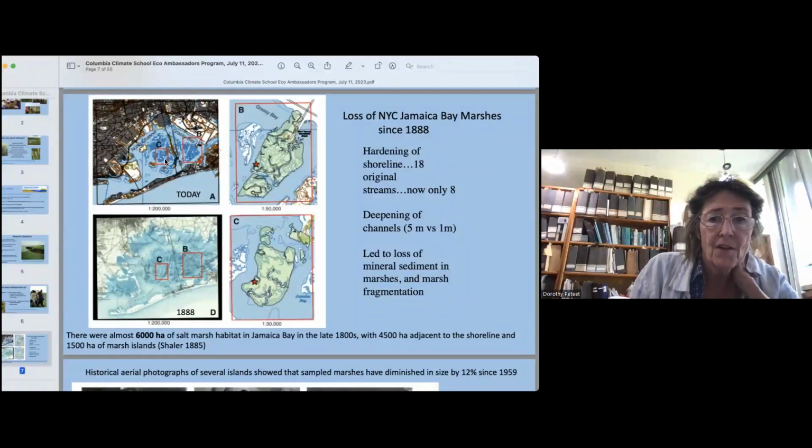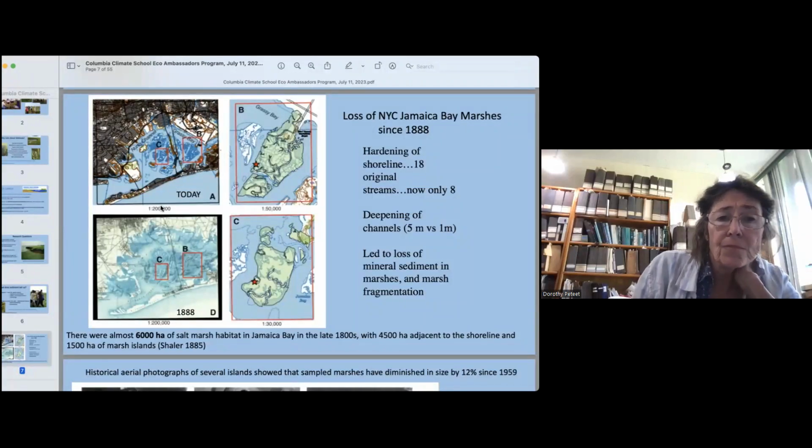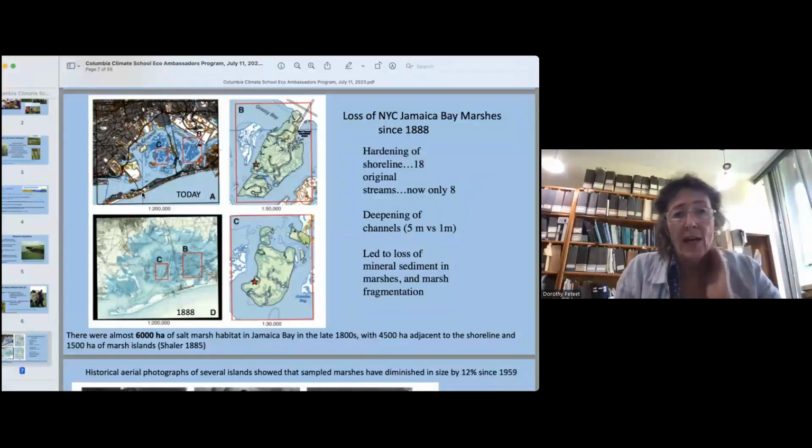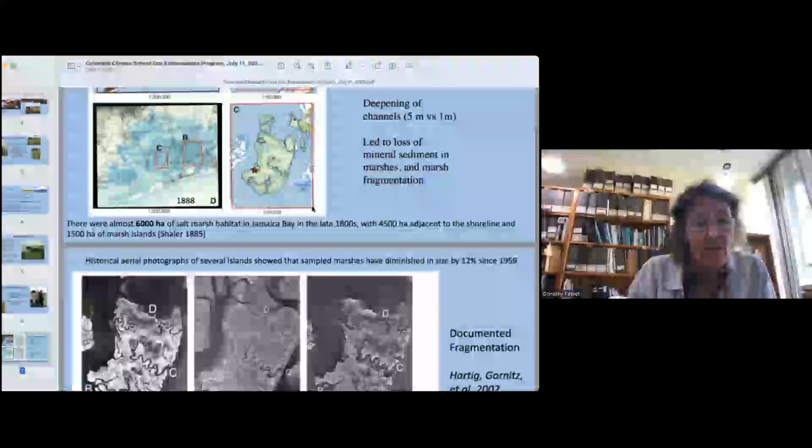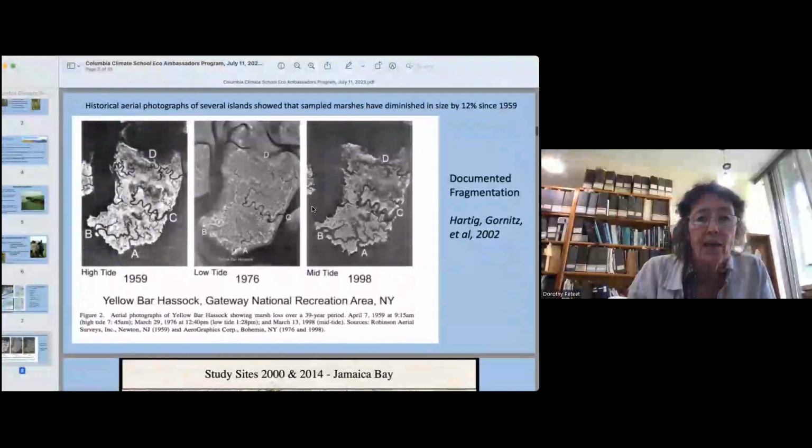And we're going to zoom in and look at Joko, which is on the right, and Yellow Bar, which is on the left. Much of the marsh area has been lost because of dredging or hardening of the shoreline. But the other thing we discovered is that only 8 streams feed into it, bringing sediment now, and there used to be 18. So it's basically starved. And I'll show you how we figured that out.